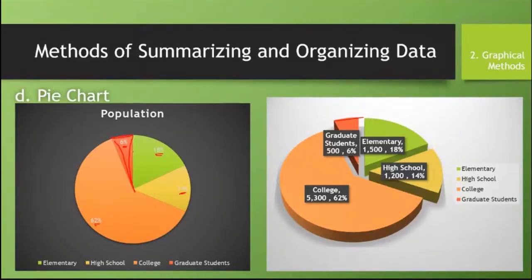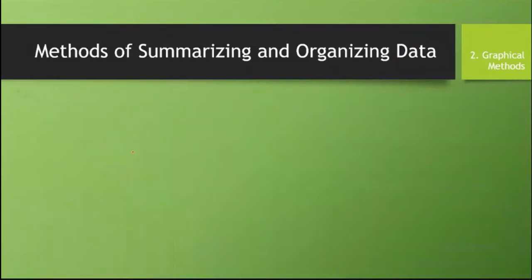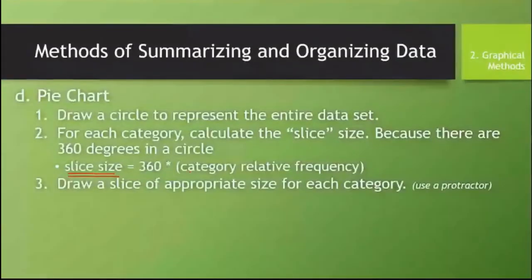And the formula is 360 times the category relative frequency. So if you have 360 times 0.06 for 6%, then you will get the equivalent angular measurement. Then you can draw the slice of appropriate size for each category. So again, you use your protractor. I hope you already know how to use your protractor in measuring angles.